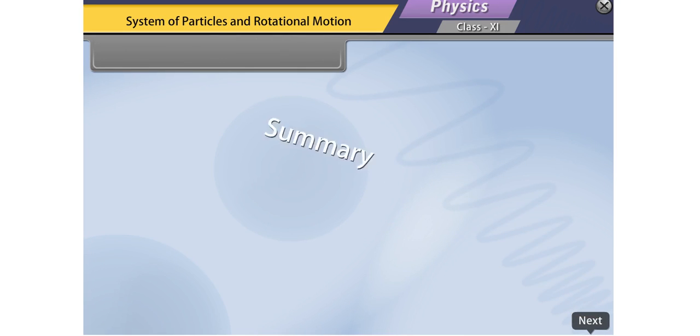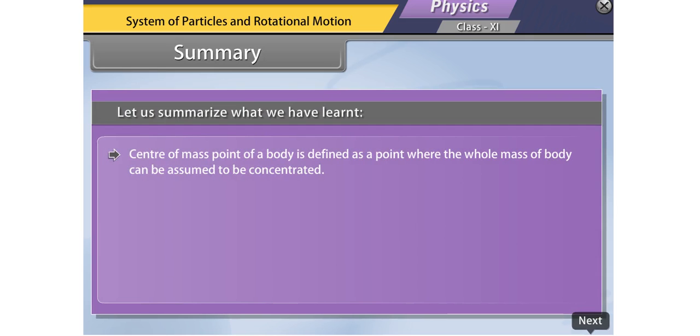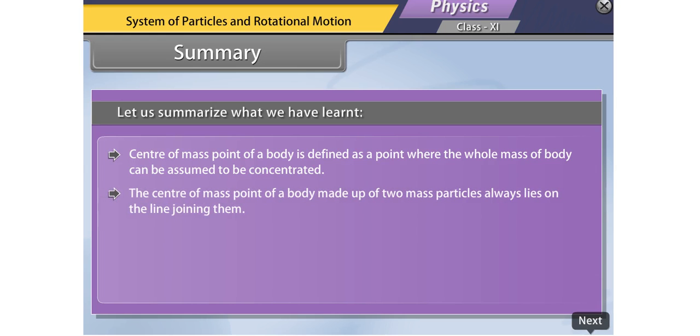Summary. Let us summarize what we have learned. Center of mass point of a body is defined as a point where the whole mass of the body can be assumed to be concentrated. The center of mass point of a body made up of two mass particles always lies on the line joining them.